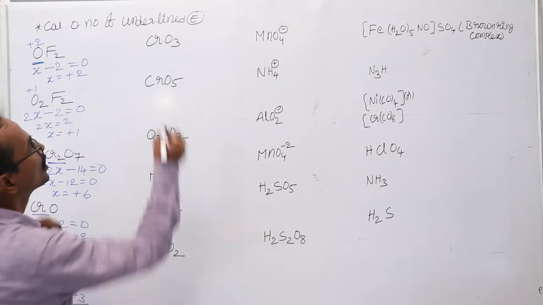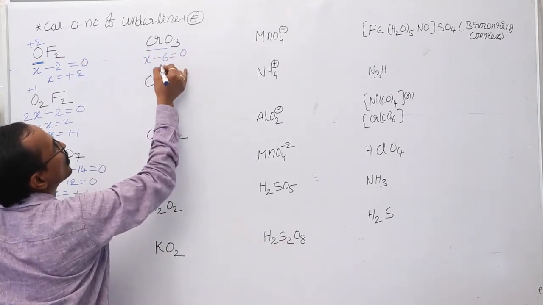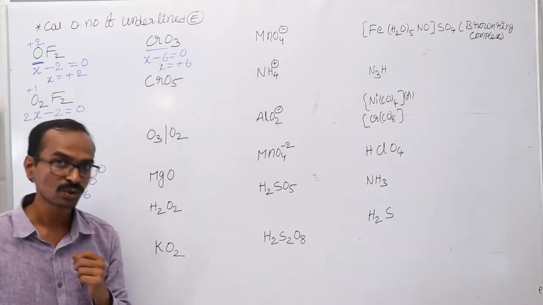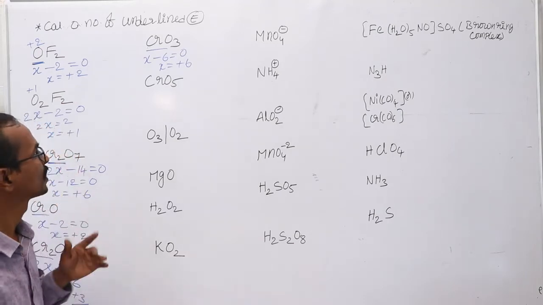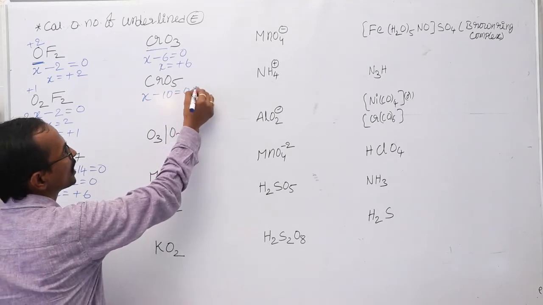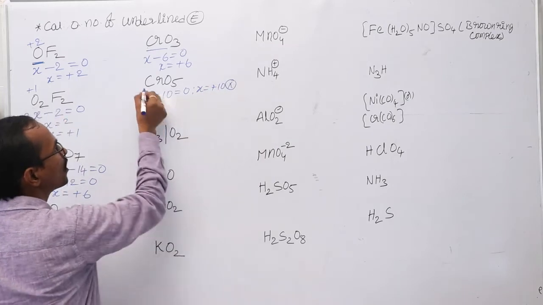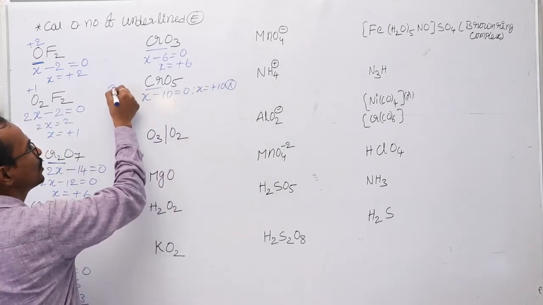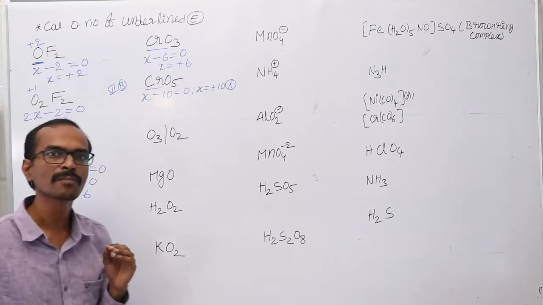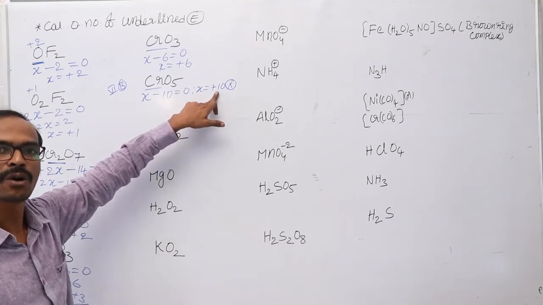And in CrO3, chromium I have to find. X minus 6 is equal to 0. X is equal to plus 6. CrO5, I told you, is the most important example. X minus 10 is equal to 0, then X is equal to plus 10. Actually, chromium belongs to the 6B group in the periodic table. So the maximum oxidation number of chromium is plus 6 only. But here we got plus 10.